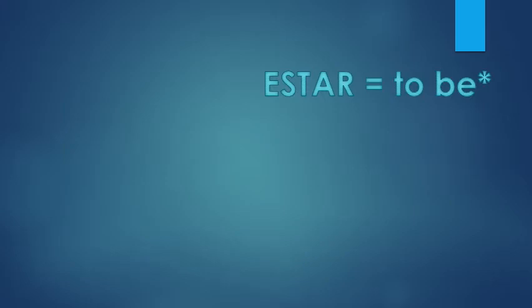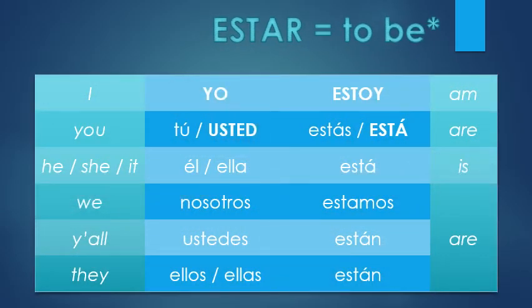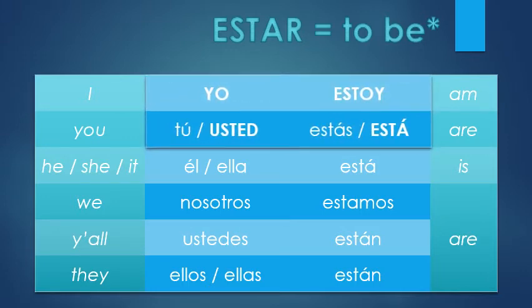Now, let's take a closer look at ESTAR itself. Don't freak out. I know this chart looks intimidating, but I'm not expecting you to memorize it all right now. We're just going to focus on these forms here. Remember that verbs in Spanish conjugate. That is, they change the verb endings depending on the person and number. The same thing happens in English.